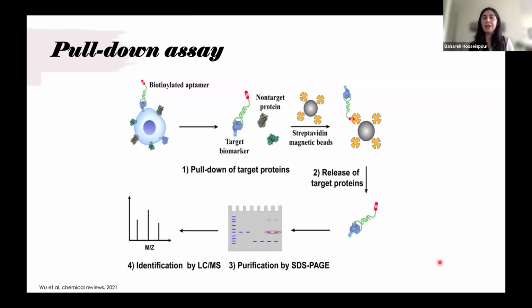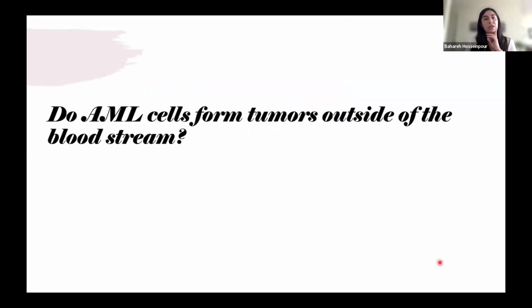Since I'm still working on this part, and we got our potential biomarkers, I can't share it in this presentation, but we got some potential biomarkers that we are hoping might be our biomarkers. And then the next chapter of my experiment starts with one question: do AML cells form tumors outside of the bloodstream?